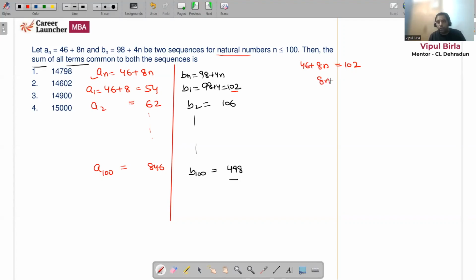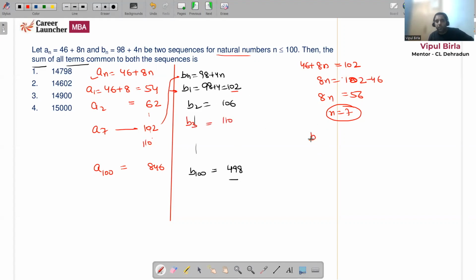If I equate it, 8n comes out to be nothing but 102 minus 46, which is 56. So n equals 7. Okay, so here A7 is the first term, which is 102, that is common with this, which is equal to B1. Now the next term after this will be nothing but 110, which is going to be B3.